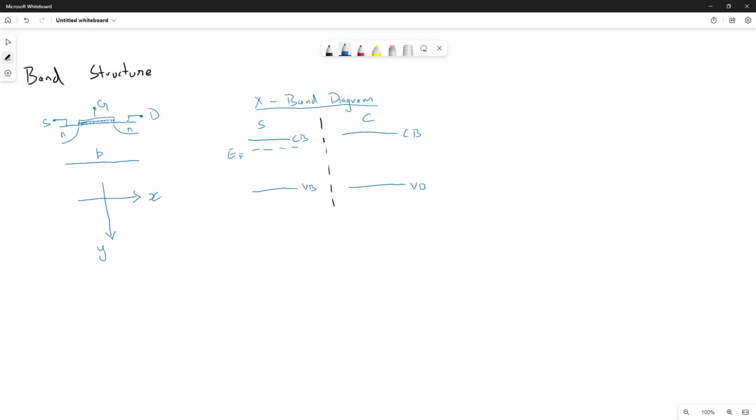Okay, I'm also giving you another relaxation. Assume the gate is grounded, no gate voltage. VGS is 0. Okay, where is the Fermi level going to be? In the center, sir?